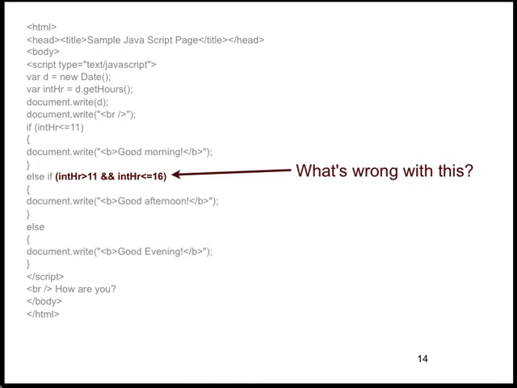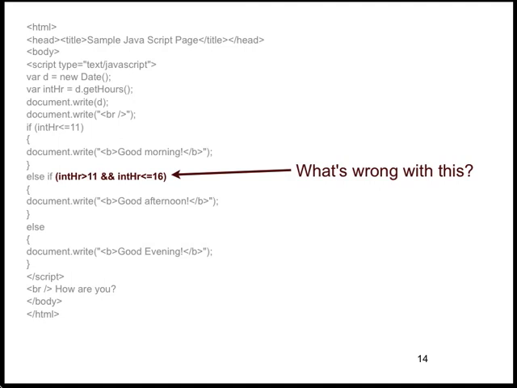What's wrong with this though? Can you see what's wrong with that? Well, not wrong. What's a bit fishy about it? The problem there is, the first part there we're saying if it's less than or equal to 11, then you want to say good morning. So if it's less than or equal to 11, the program will go into that section there, document.write good morning. If it's not less than or equal to 11, it'll go into the else part of the statement.